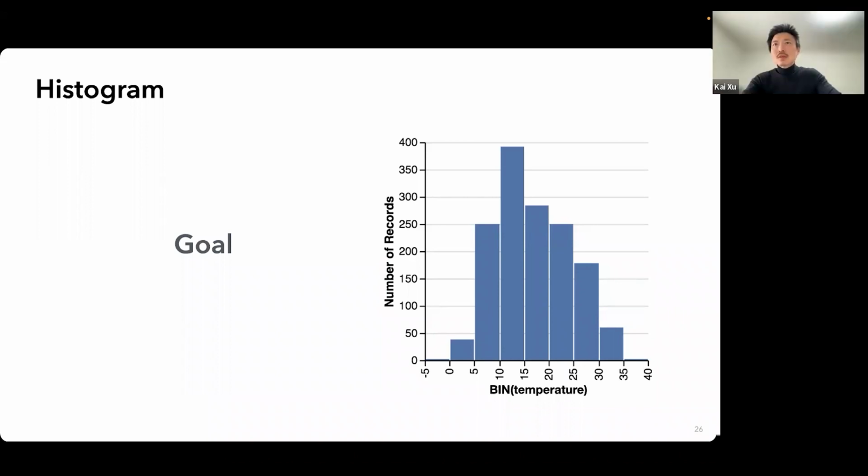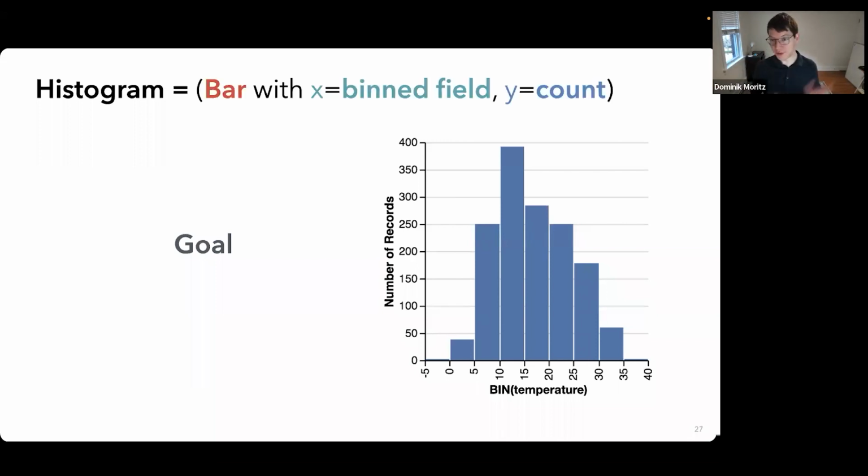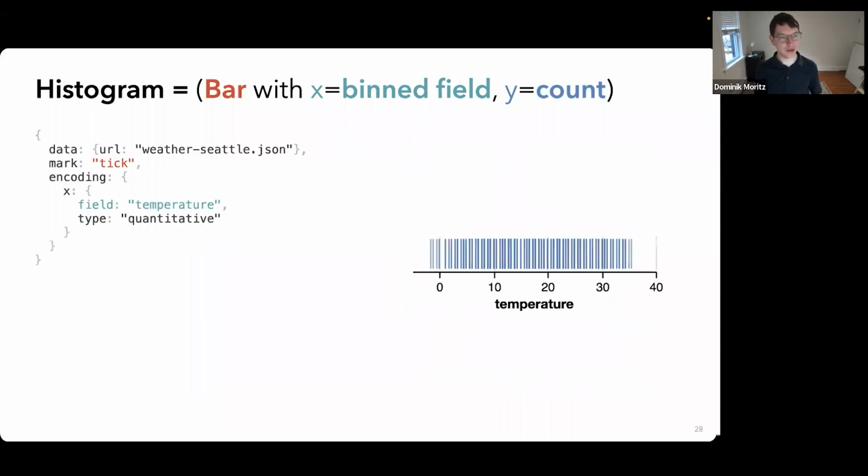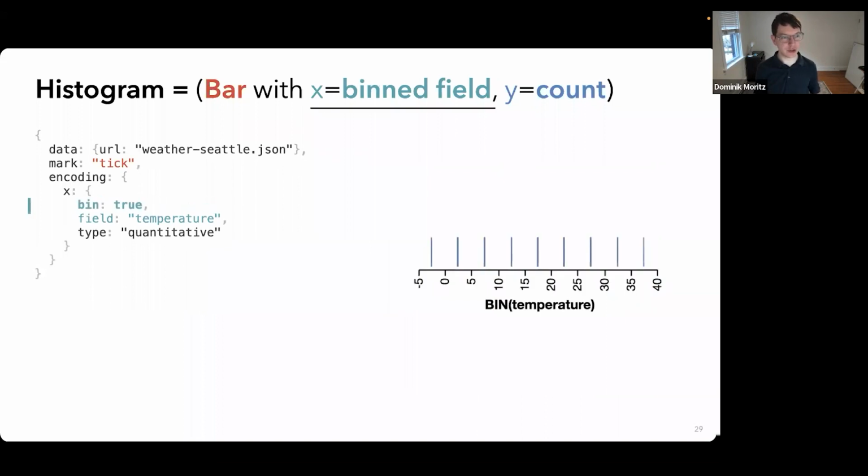So yeah, someone says the x will be the range or the bins. Yeah, and y will be count. So y is the count and x is the binned temperature. So the binned field. Okay, so that's really all we need to know to then make the chart. So to make this bar, we switch from the tick, and we can go actually step by step. So first, let's do the binning.